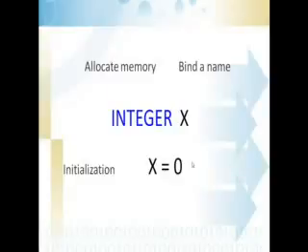This is an example for a declarative statement. First, it allocates the memory, then binds a name for the memory, and then initializes. That means add a value to the created memory location.